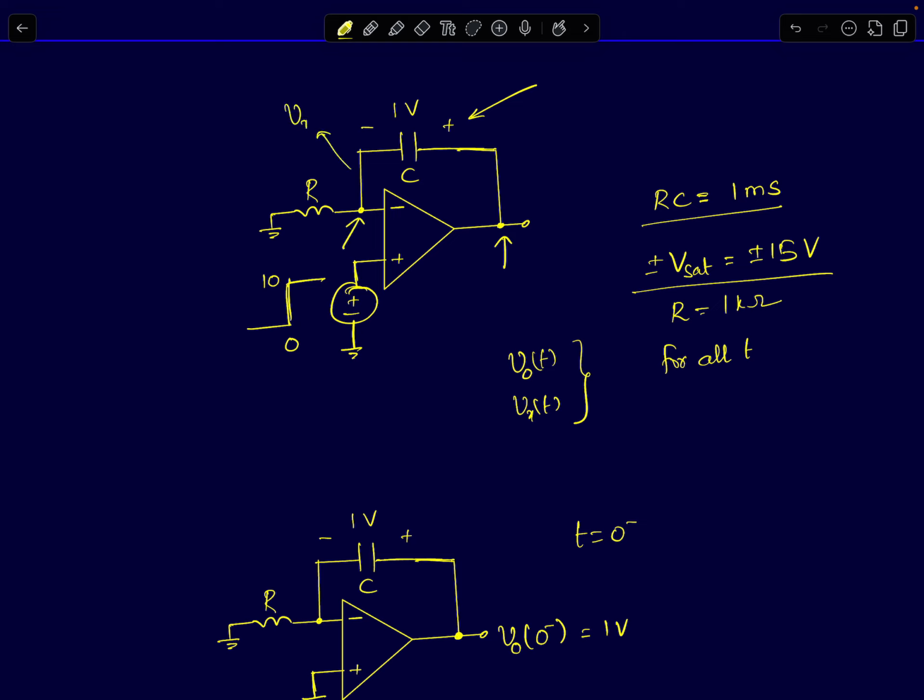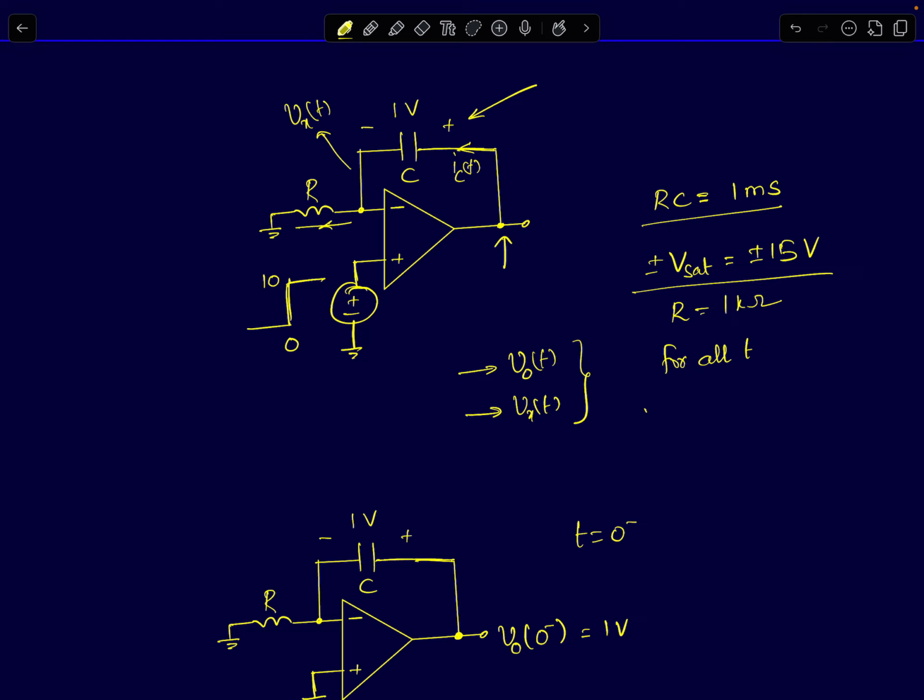I can also ask you to compute the current flowing through the capacitor, IC of t, but you can see from this figure the current flowing through the capacitor is the same as the current flowing through the resistor, and the current through the resistor IR of t is simply the voltage across the resistor, Vx of t by R. So if you know Vx of t, you can easily compute the current through the capacitor as well. So let's not worry about that. We'll only try to find V naught and Vx.